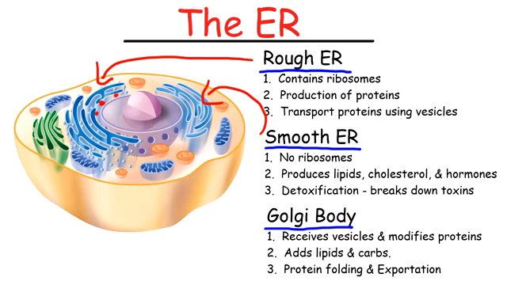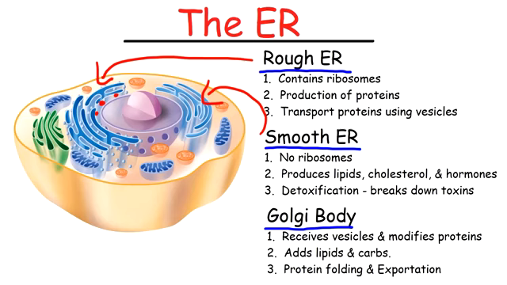So the rough ER assists in the production of proteins because ribosomes, that's what they do, they make proteins. Because the smooth ER doesn't have any ribosomes, it does not make any proteins. However, it does produce lipids, cholesterol, and hormones. It also assists in detoxification, which means it breaks down toxins. And the way it does so is by making these molecules more water soluble so that they can be easily removed from the body or excreted through the urine.